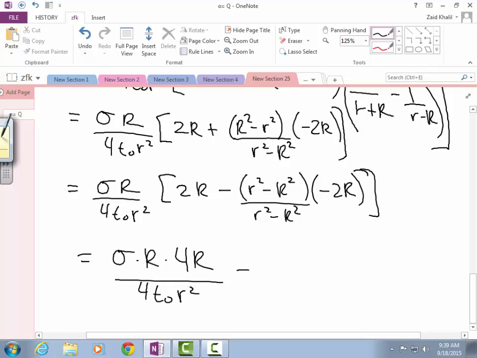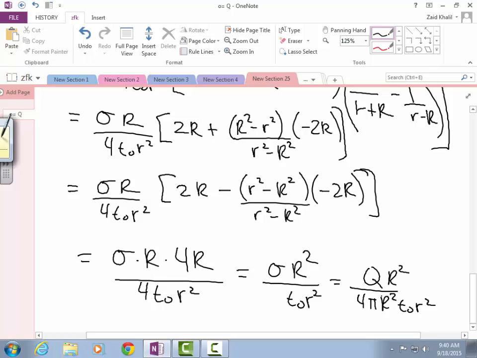And so what do we get? That this is sigma R squared over 4 epsilon 0 little r squared. But what's sigma? Q over A. And what's the surface area? It's going to be Q over 4 pi big R squared, times R squared. It's pretty sick, right? That's just ridiculous. We're not done yet.